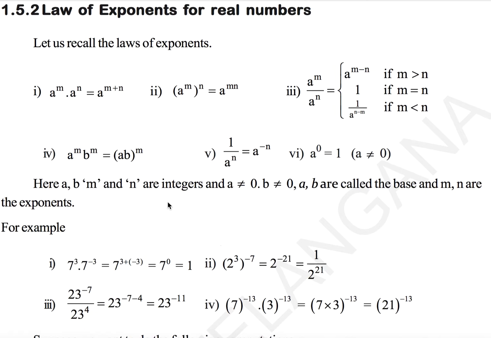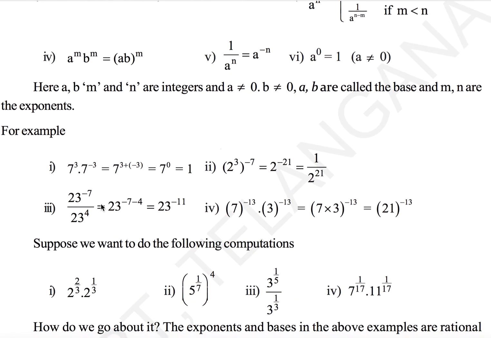1 by a power n is a power minus n. A power 0 is 1 when a not equal to 0. Here a, b, m and n are integers and a not equal to 0, b not equal to 0. A, b are called the base, and m, n are called exponents.